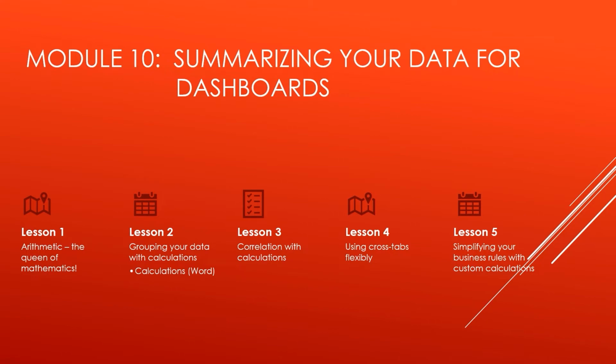So in this module, we started with arithmetic. We created 2 ad hoc calculations, and we were able to save both of them in our field list for use on other sheets. Then we moved on to grouping your data with calculations. We used a calculation that was in the Word document that allows you to either display subcategories or categories and not both at the same time. And it's based on a parameter, so you can either group or ungroup the data.